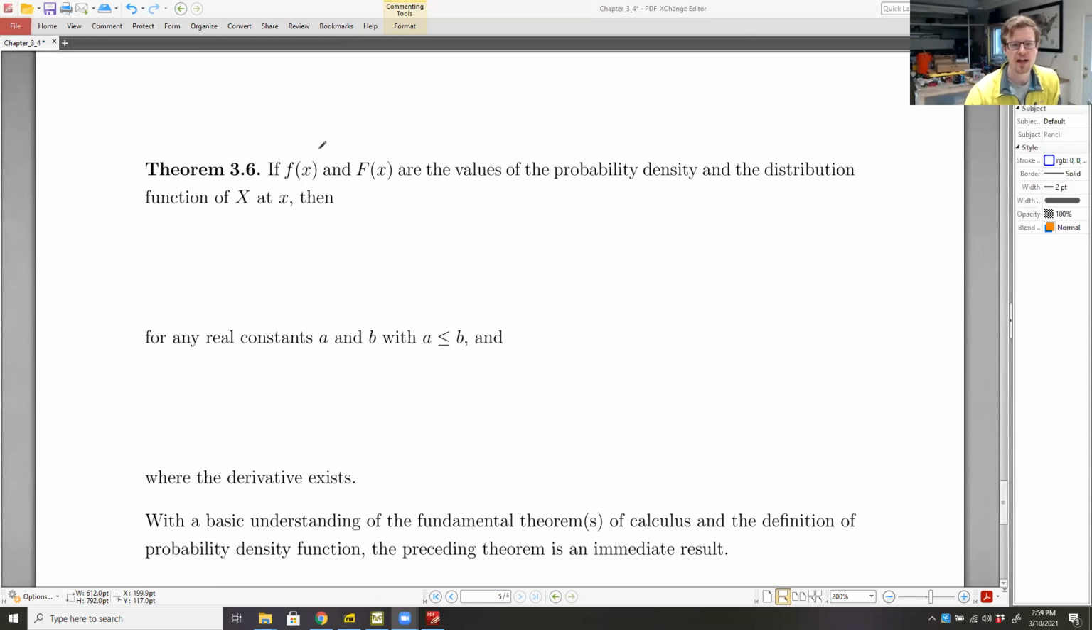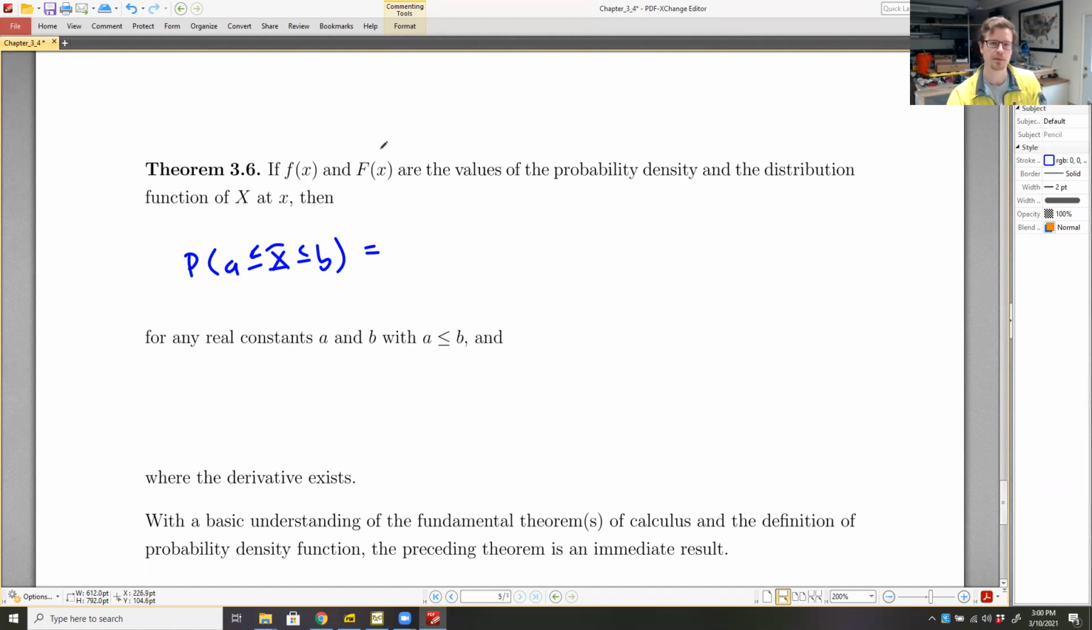If f of x is a probability density function and F of x is a cumulative distribution function, then we have that the probability that our random variable takes on values between a and b, right? We defined this to be the integral from a to b of the density function, but F of x is also the cumulative distribution function, is also the integral of the density function.